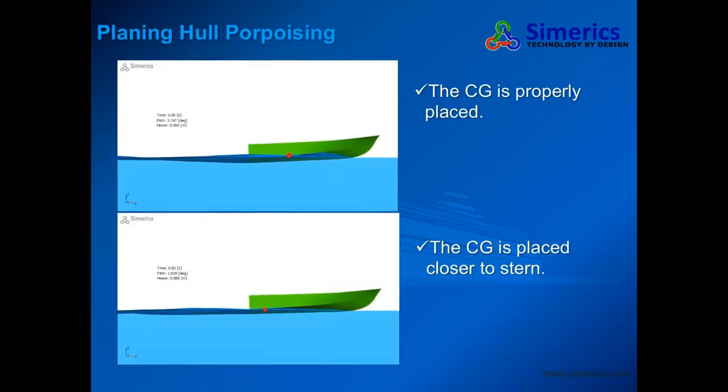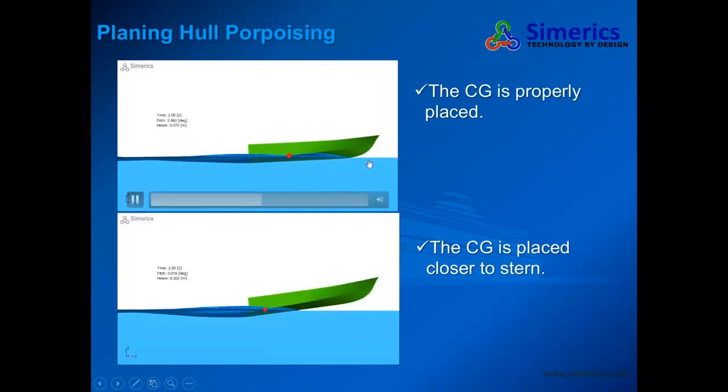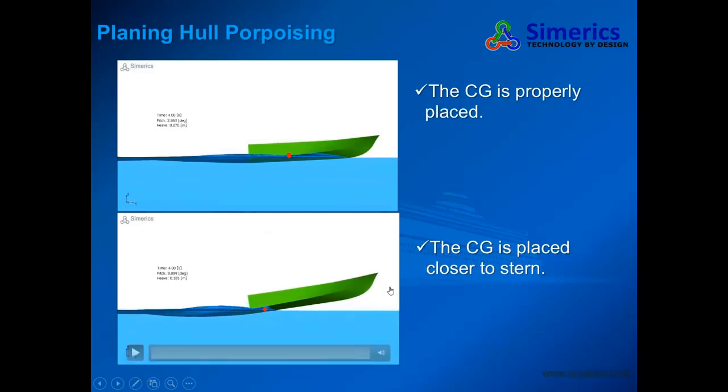When it starts to accelerate, for the properly placed center of gravity, we see the hull just going up and heaving at a constant height and pitching at almost a constant angle, so it runs as expected. But with the one whose center of gravity is not that well placed, you see it jumps up a lot and starts porpoising. And there's no way for this kind of hull to stabilize itself anymore.